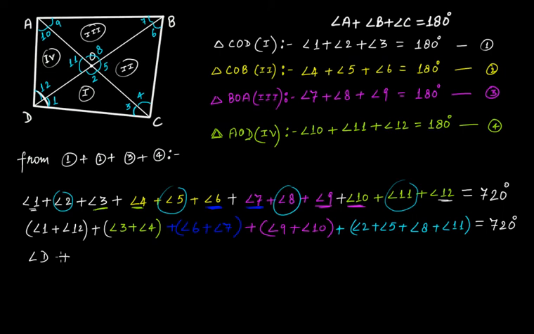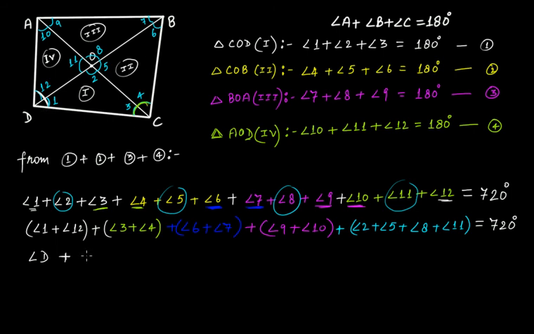Then plus, now look at angle 3 and angle 4. Angle 3 and angle 4 means what? It completes this angle, right? So what is this actually? Angle DCB. Angle 3 plus angle 4 means this complete angle C, that is angle DCB.